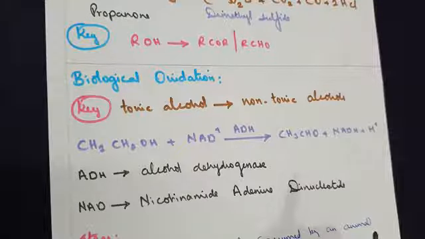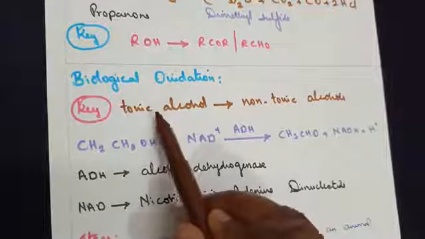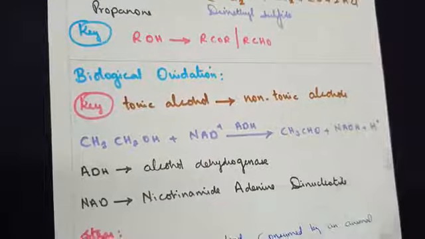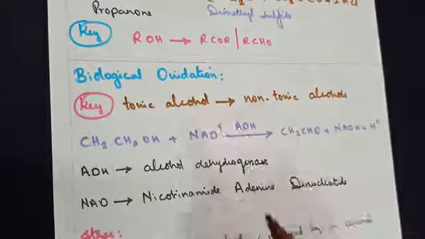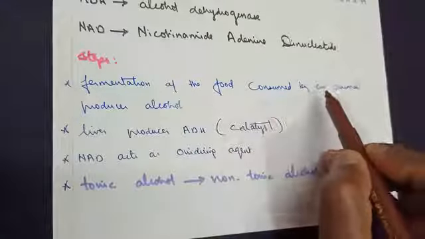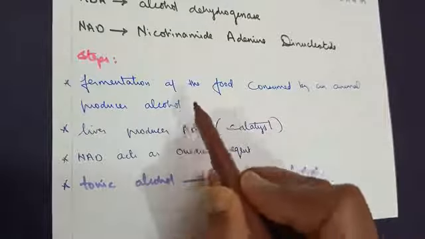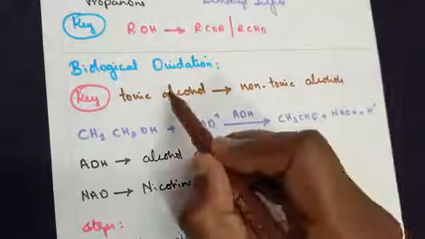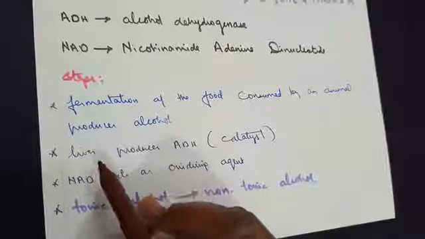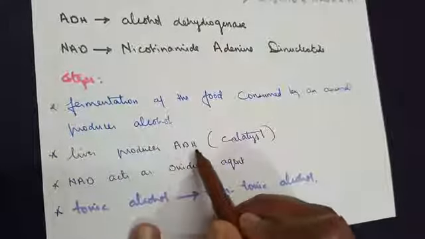The last type of oxidation is biological oxidation. The key concept given here is that toxic alcohol is converted into non-toxic alcohols. Now where does this reaction take place? I have given the points to you. Fermentation of the food consumed by the animal produces alcohol. This alcohol is toxic in nature. Now the second part you need to remember: in the animal's body, the liver produces ADH.